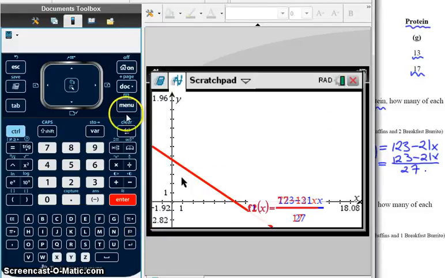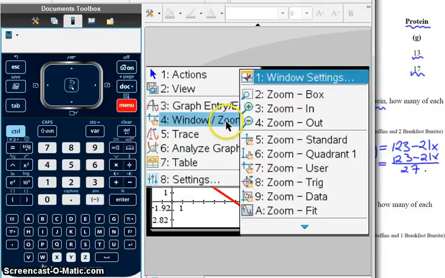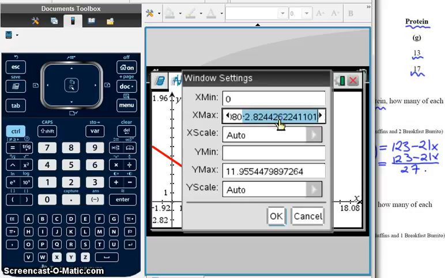Now, to make this a bit clearer, we can use our menu and the window. We can change the window settings. Remember, we only wanted the positive values, so maybe we could say x minimum is 0, and x maximum, well, if we look on the graph, let's just try something and see how we go. Let's try 5. And same for the y values here. Y minimum 0 and 5, let's say.